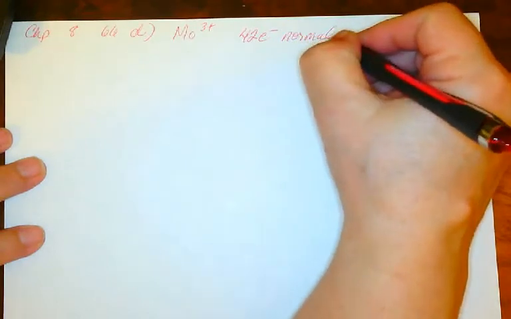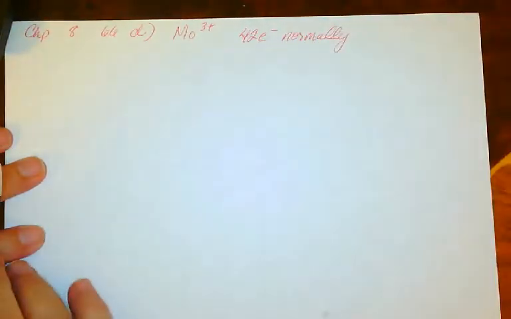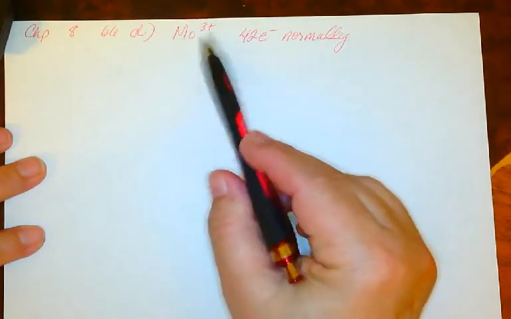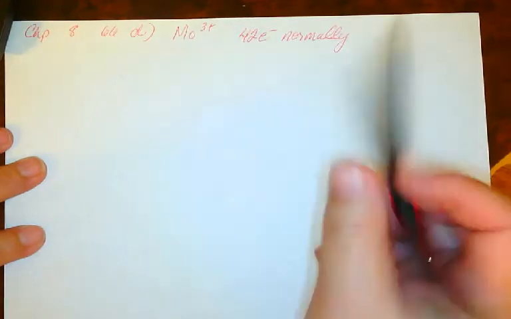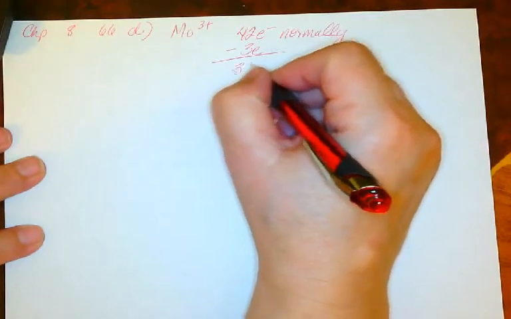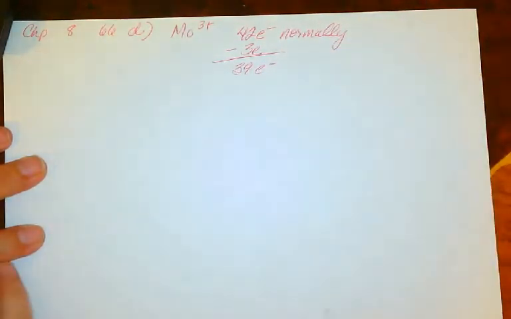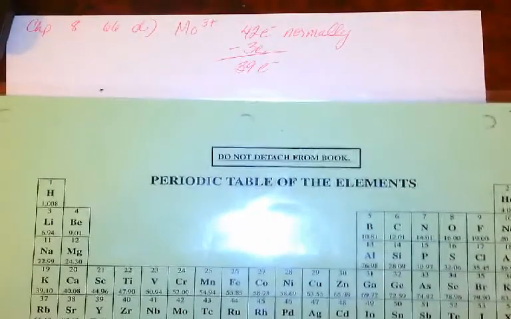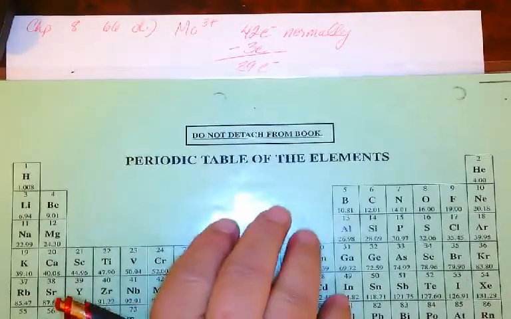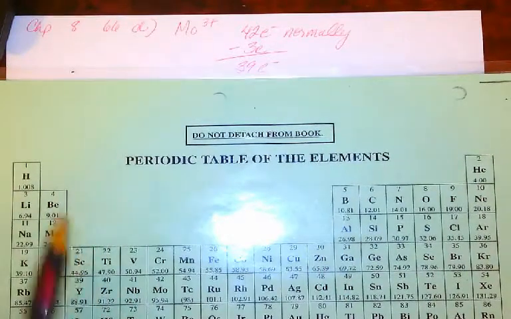But in this case, it is telling us that we have a charge of 3+, meaning I need to actually remove 3 electrons from this, and this is going to drop it down to 39 electrons. So when we write the electron configuration, we write it for 39 electrons only. All right, so for the electron configuration, again, we can read the periodic table.